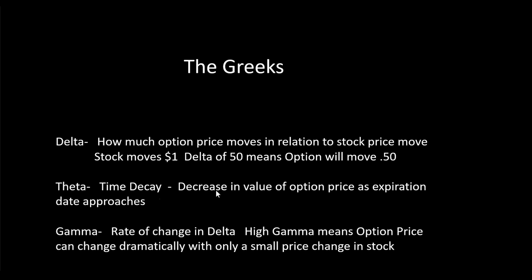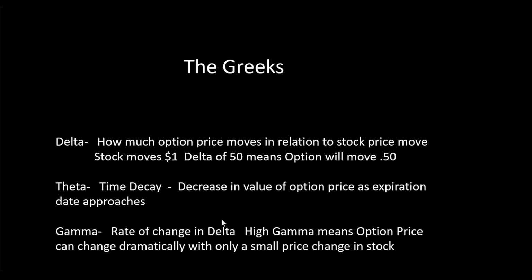The theta is the time decay. This is the decrease in value of the option as the expiration date approaches. As you get closer and closer to expiration, this time decay is going to come out of that option price, and it's going to cut down on the value of the option. And the last thing is gamma. This is the rate of change in delta.